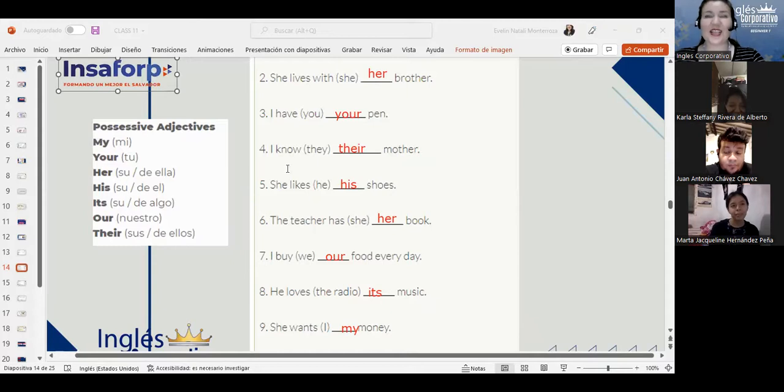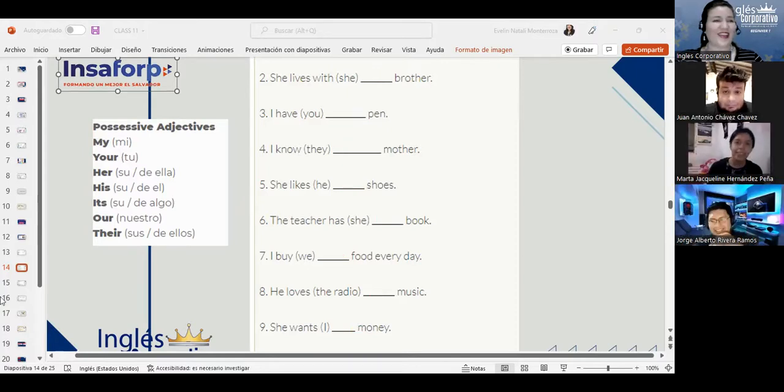In this case, when you say she lives with her brother, what translation would this sentence have? Ella vive con su hermano. And in the case of number six, the teacher has her book. La maestra tiene su libro. What about number nine? Ella quiere mi dinero. Ella no me quiere, quiere mi dinero.